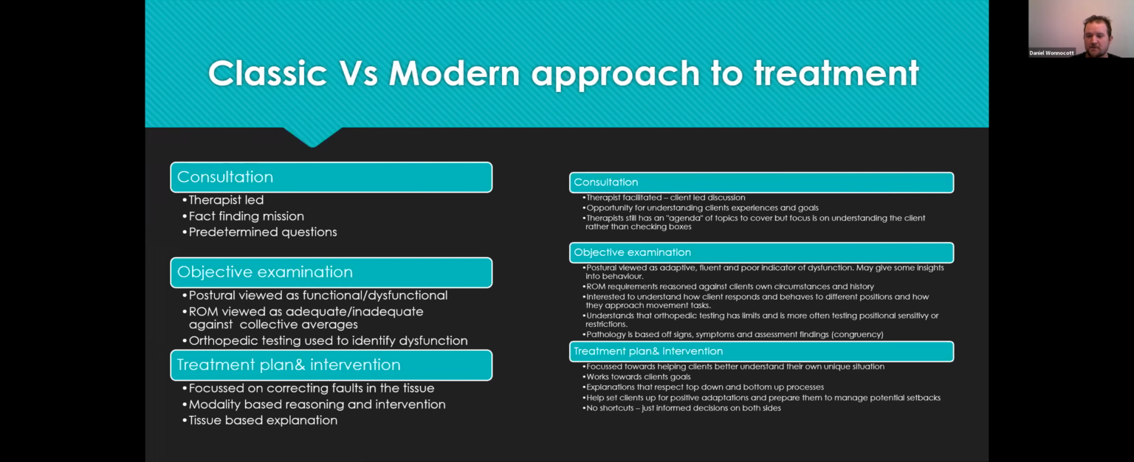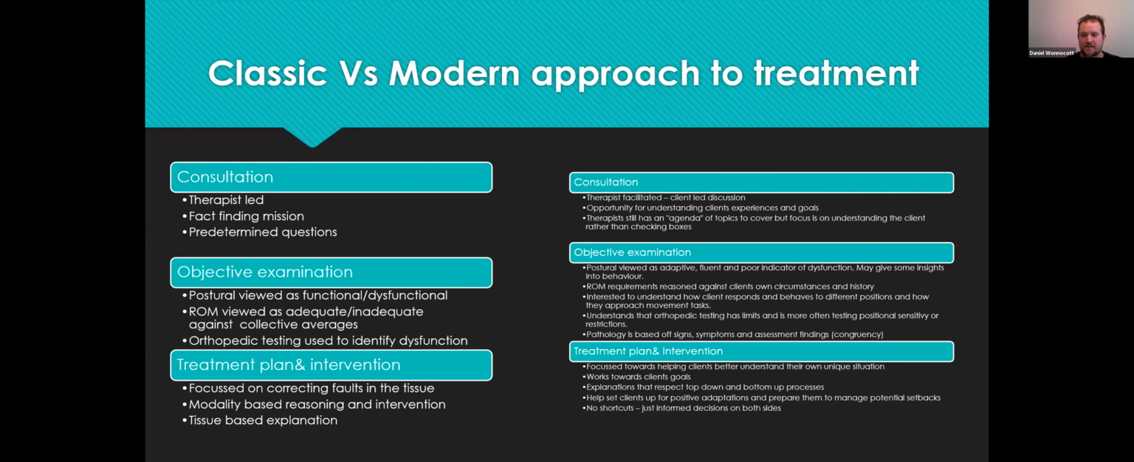As a therapist, we're always going to have a little bit of an agenda that we want to cover. We've got a duty of care and responsibilities to make sure that we're not going to put our clients at risk. And sometimes they're not going to volunteer some of the extra information that we need. But it's really important that they have an opportunity to be heard in that consultation phase.